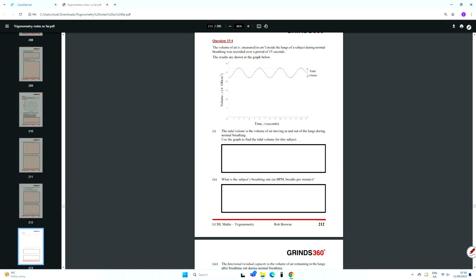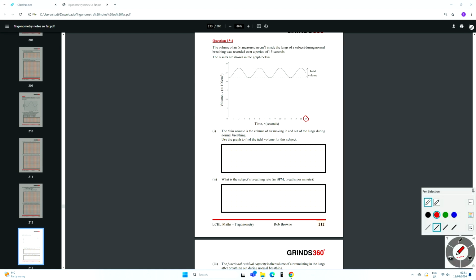So our final question for this lesson is question 15.4. It's on page 212, and it looks like this. It says the volume of air, V, in centimeters cubed, inside the lungs of a subject during normal breathing was recorded over a period of 15 seconds. So again, you can see that on our graph, 15 seconds down here. In part 1, it says the tidal volume is the volume of air moving in and out of the lungs during normal breathing. Use the graph to find the tidal volume.